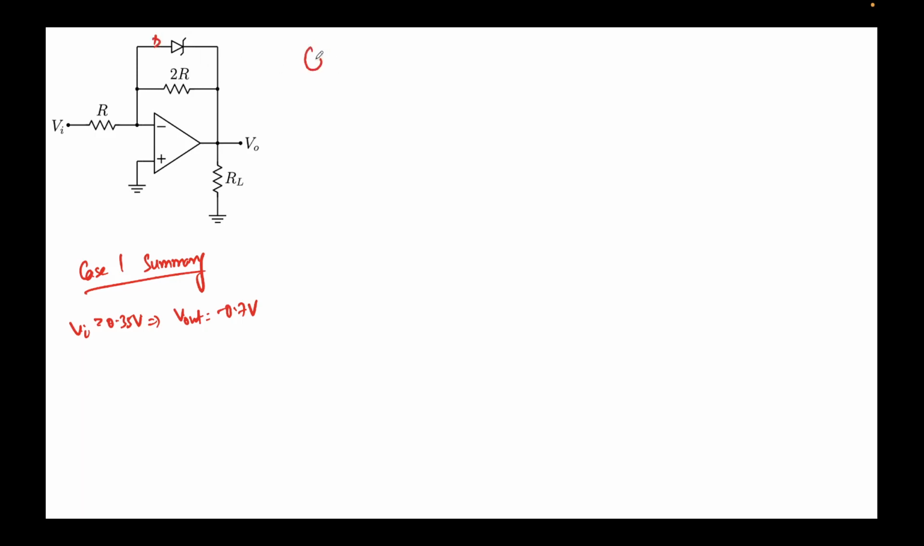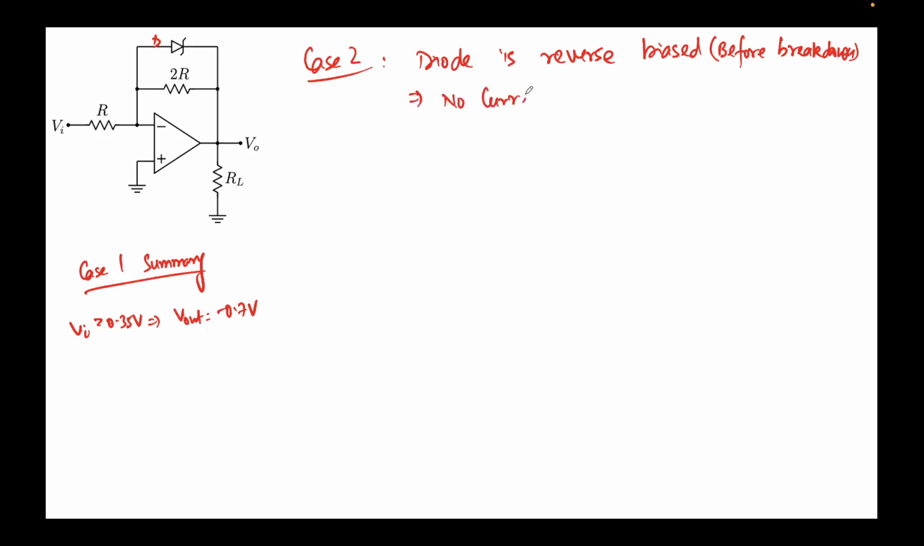The case 2 would be: the diode is reverse biased. And even in reverse bias, what I am talking about is before breakdown. What this would mean is that no current flows through the diode. This means ID should be equal to 0. There's no current flowing. So how will the circuit diagram look like?